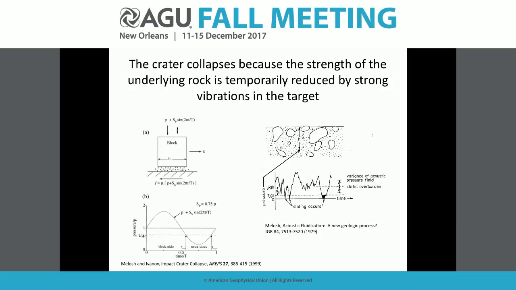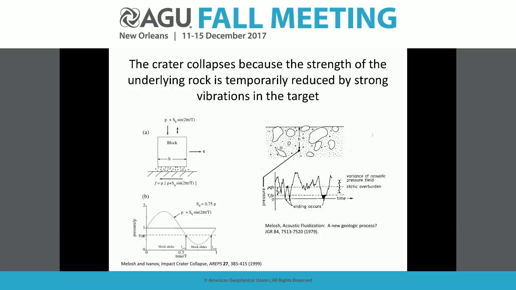And the mechanism that I proposed some time ago to explain this, to explain the fact that even craters 15 kilometers in diameter on the moon are collapsing, is something that I called acoustic fluidization. I might better call it vibrational fluidization. The idea is that shortly after the impact, there are wild pressure fluctuations. This is pressure versus time. As the pressure fluctuates, you get to low pressures, and even with Coulomb friction present, at times during the shaking, sliding can occur and the mass can creep forward in a fluid-like fashion.